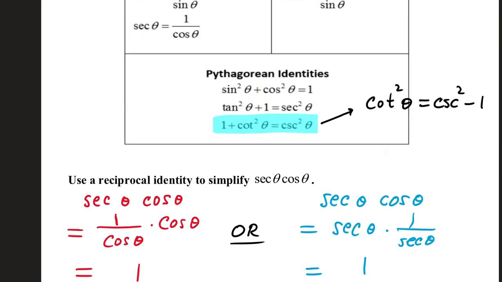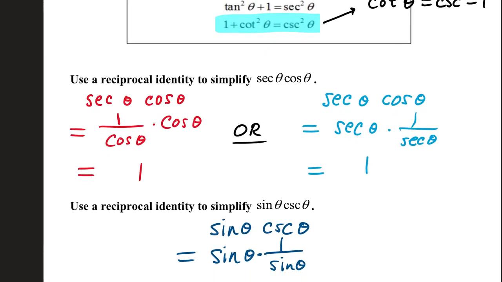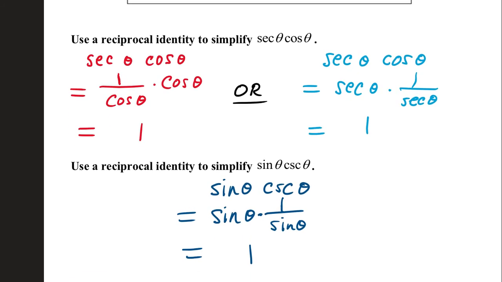All right, so we're going to use a reciprocal identity to simplify secant theta cosine theta. One way to do it is to change secant theta to 1 over cosine theta, and then you get a cancellation equals 1. Or you could change cosine theta to 1 over secant theta, and then your secant thetas cancel, giving you 1. Either way gives you the correct simplification. It's just a matter of which one of these trig functions you want to swap out for its reciprocal.